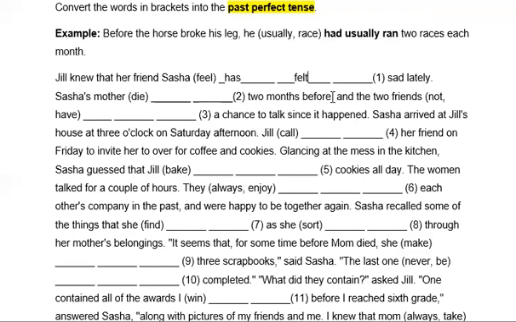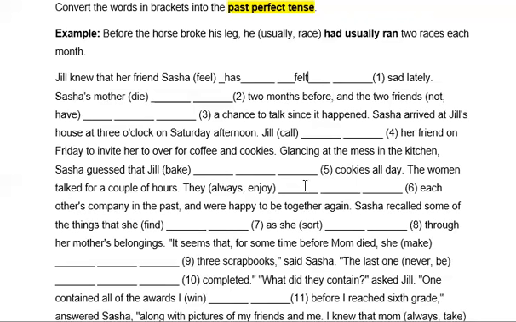Sasha arrived at Jill's house at 3 o'clock on Saturday afternoon. Jill had called or had been calling her friend. Sasha guessed that Jill will have baked, or because it's in the past, it will be had baked. Or if you want to make it continuous tense, it would be had been baking. The women talked for a couple of hours.